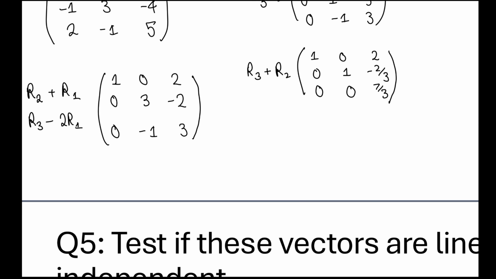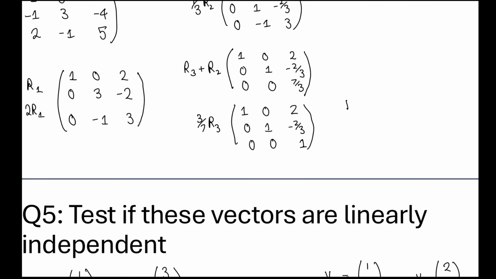And finally, moving to the last row, the first non-zero entry is 7 over 3. We need to make that 1, so we do 3 over 7 times row 3. So we get 1, 0, 2, 0, 1, minus 2 over 3, and then 0, 0, 1.